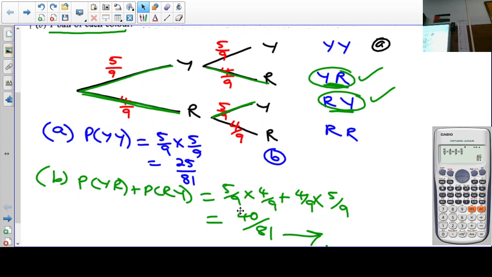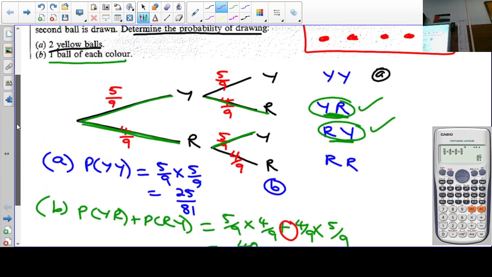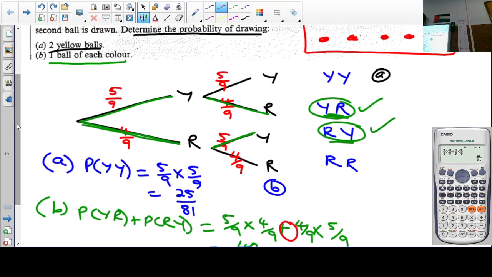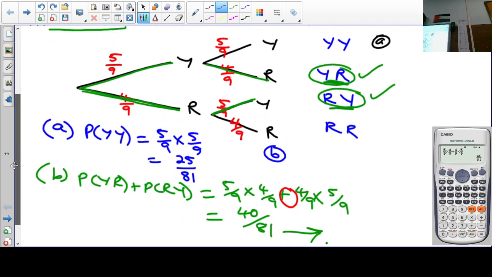Any confusion? Yes, Michael. Why do you add them? The reason we're adding is because the question says one ball of each. So the probability of you throwing a yellow then a red is this here.